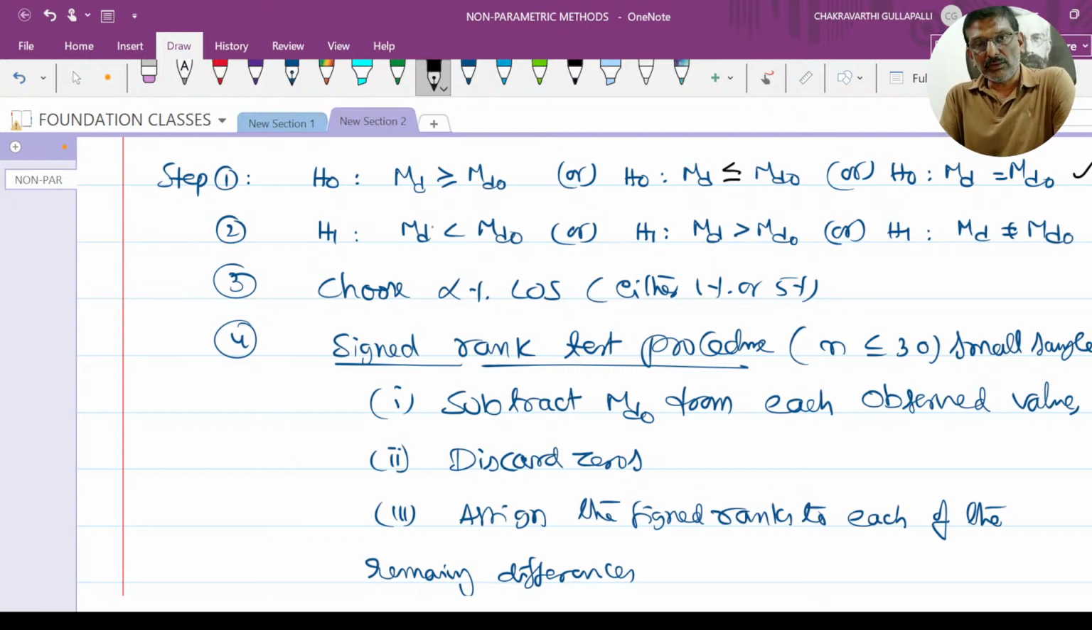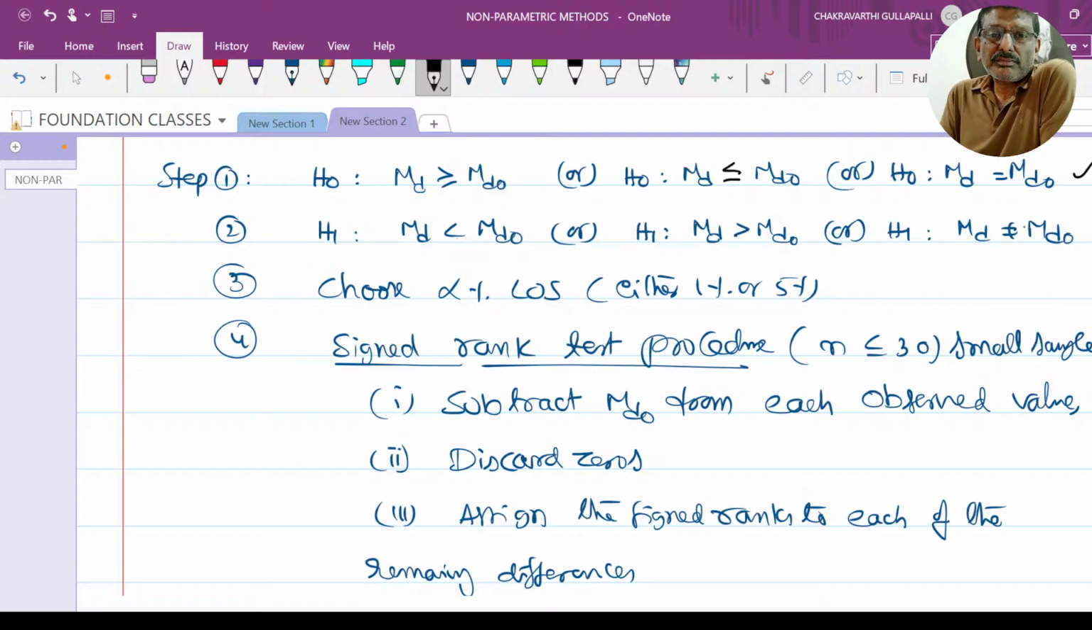Now the alternative is the complement of the null hypothesis. Where the null has greater than or equal to, the alternative is less than. The population median is less than some specified value, or the median is greater than MD naught. Or MD is not equal to the population median, not equal to the sample median, that is the specified value. So the first 2 steps are the same for all these parametric and non-parametric tests.